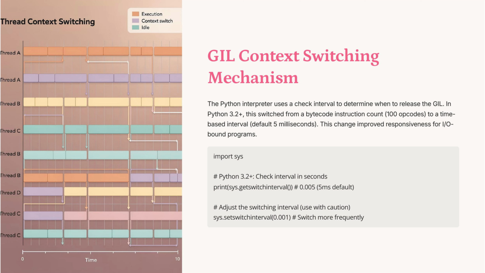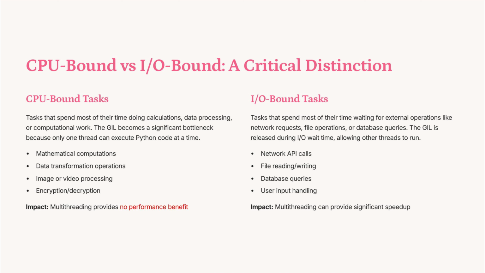Python's GIL context switching uses a time-based interval, defaulting to 5 milliseconds, enhancing I/O-bound program responsiveness. This interval can be adjusted using sys.setswitchinterval, but caution is advised. The switch from a 100 opcode count to a time-based system in Python 3.2+ marked a significant improvement in handling concurrent I/O operations.